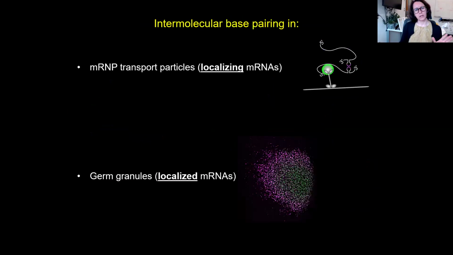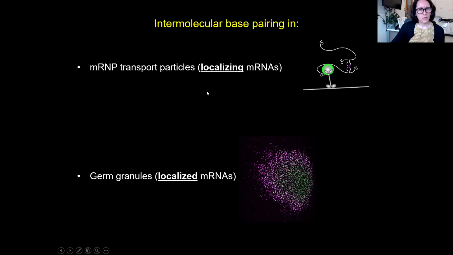And today I'll try to tell you two stories, on the involvement of this intermolecular base pairing: first, in the formation of mRNA transport particles. So these are RNAs that are becoming localized. And I'll tell you a little bit about this, but then a little bit more about RNAs that are found in germ granules. So these are localized RNAs. They have reached their final destinations. And I'll tell you our findings about the involvement of base pairing in these localized RNAs as well.